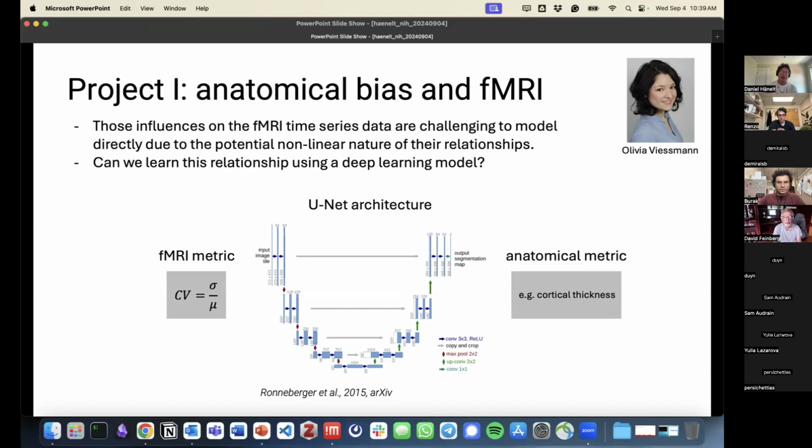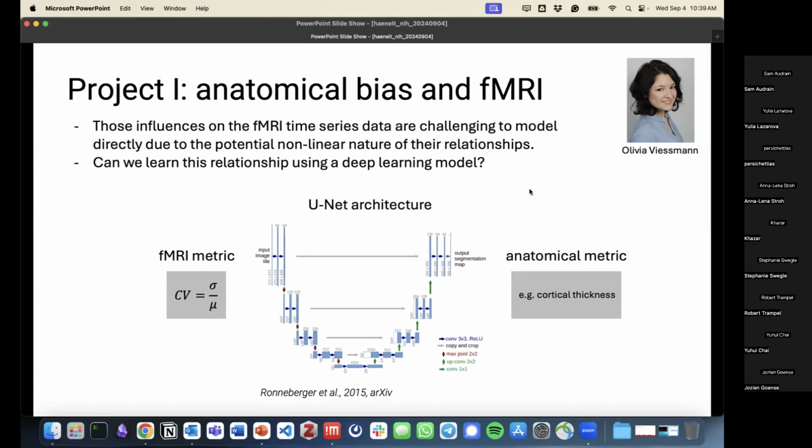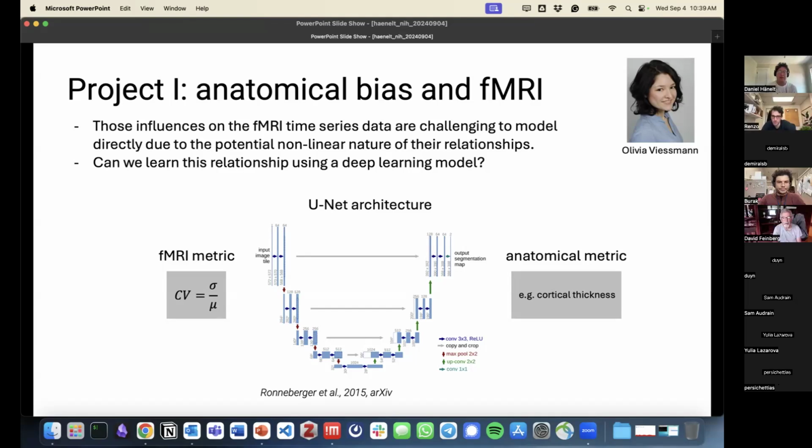And in the end, what we are doing in practical terms is we use a U-Net architecture, which is a fully convolutional neural network, and we try to predict a multitude of anatomical metrics, for example, cortical thickness, from fMRI time series data. And as an input, we don't use the full time series, but a summary measure. And so we always use the coefficient of variation from fMRI time series data.